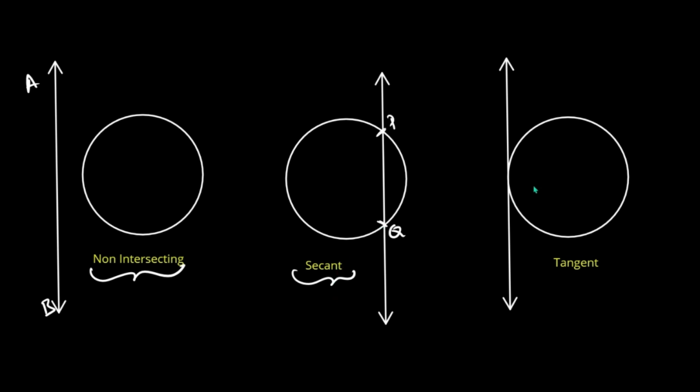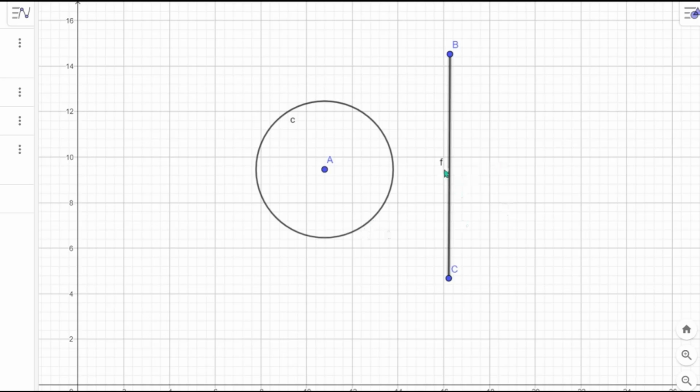Then the third scenario is that it can touch only 1 point. Then it touches only 1 point on the circle. That scenario we call the tangent. Then this line is tangent to the circle. This line is secant to the circle, that means it can touch 2 points. Then this line is not at all intersecting the circle. So this line F is not at all touching the circle C. This line we call the non-intersecting line.